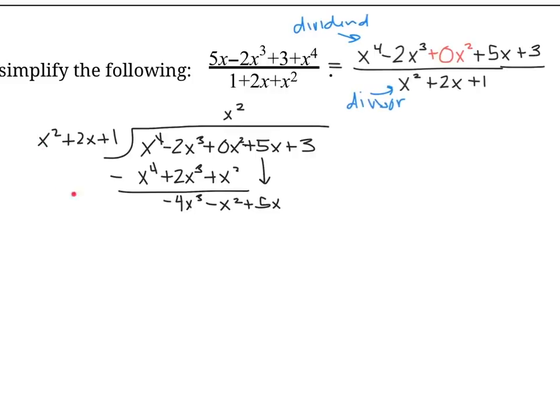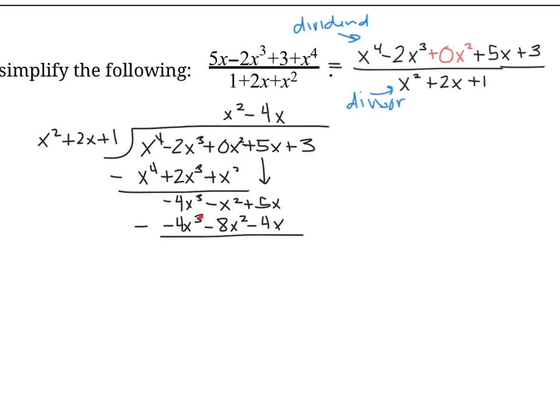So now let's ask ourselves, how many times does x squared go into negative 4x to the power of 3? Or what's negative 4x to the power of 3 divided by x squared? That's going to be negative 4x. And maybe we made a mistake, but we can always check that mistake by multiplying it out. We better get that term again. So negative 4x times x squared, that's going to give us negative 4x to the power of 3. And then I've got negative 4x times positive 2x, which is going to give us negative 8x squared. And then I have negative 4x times 1, that's going to make negative 4x.